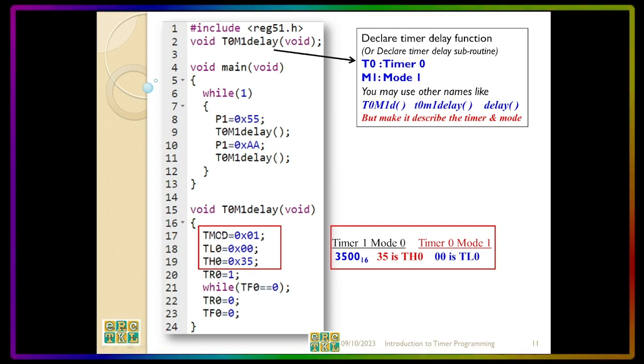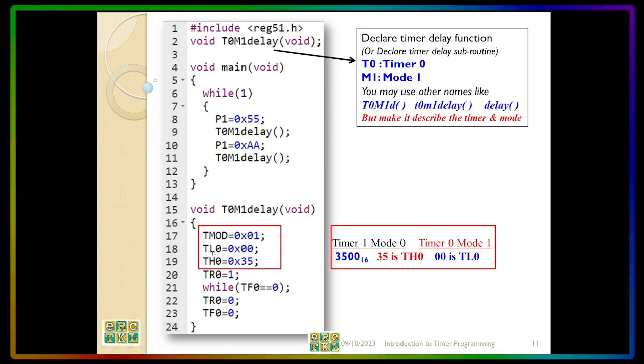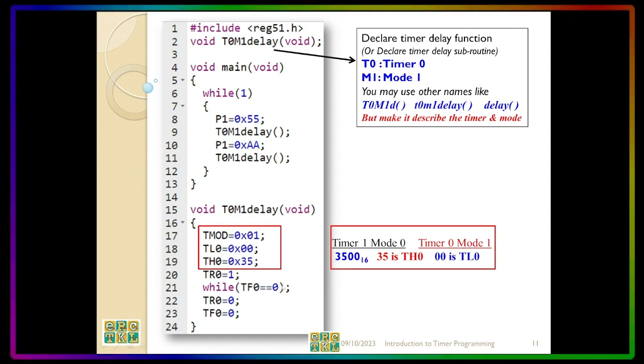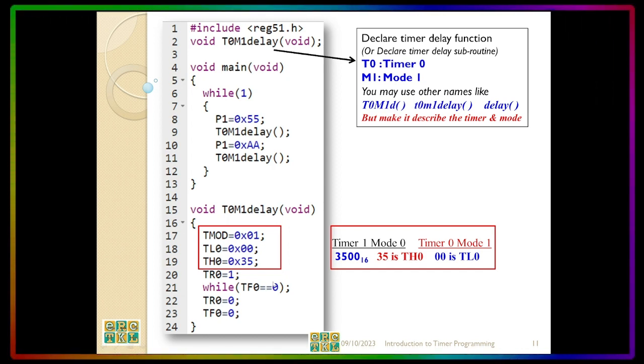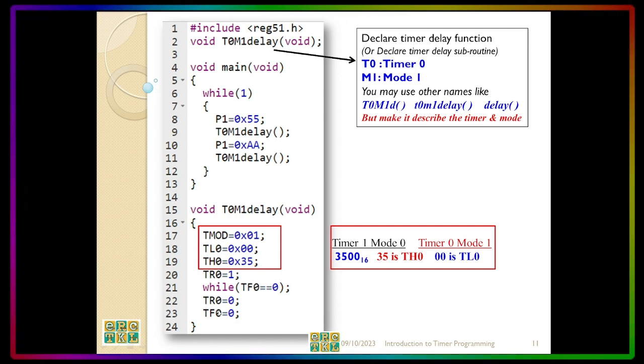So we set the timer and the mode. We initialize our low byte and high byte registers. We run the timer, and then we monitor the timer flag while it is not yet done counting up. It did not roll over yet. It means this will be true. And when it rolls over, the timer flag will become 1. And when it becomes 1, then it will go to line number 22, which is to stop the timer from counting up. And we will be resetting our timer flag back to 0.